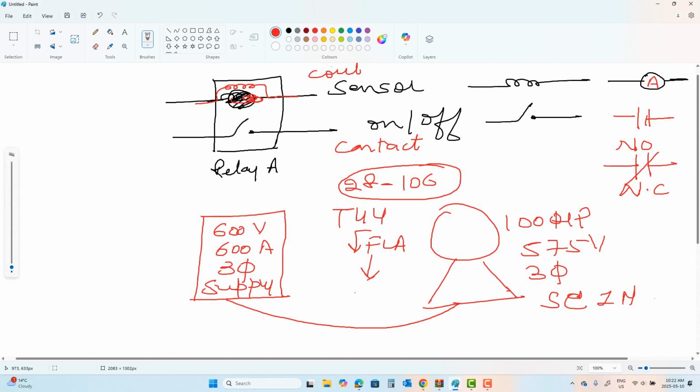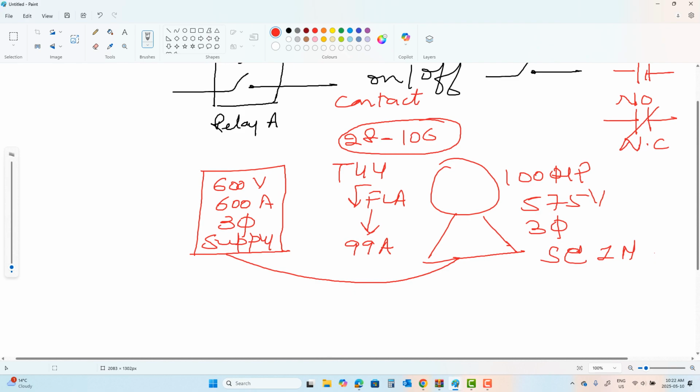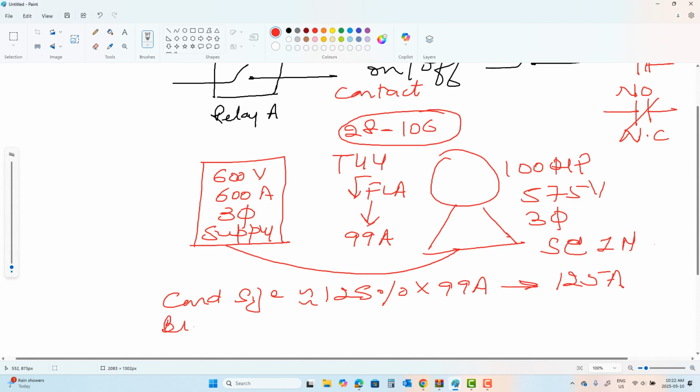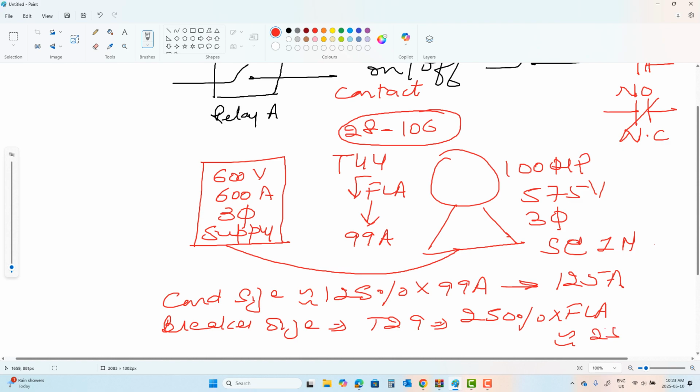Once you got an FLA of 99 amps, guys, stay with me and tell me what will be my conductor size. For a continuous motor, conductor size will be roughly 125% of the 99 amps. So for lack of better word, I'm going to say roughly about 125 amps. Okay, let's not do any exact math. What will be my breaker size? My breaker size comes from table 29, which is 250% of the FLA, which will be roughly 250 amps.